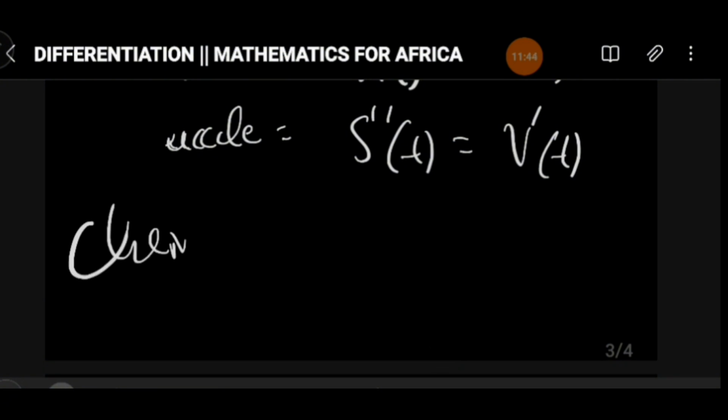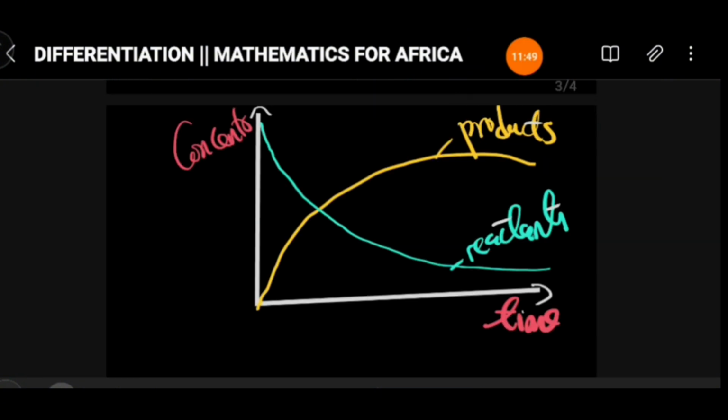What about chemistry? Well, in chemistry, the graph of concentration against time looks like this. That is, this is the curve. This one in green is the reactant curve, and the one like this is the product curve. That is, the rate of reaction can be modeled by calculating the slopes of the concentration with respect to time for the product and the reactant. So differentiation has a lot of applications in engineering fields in general, and in sciences as well.